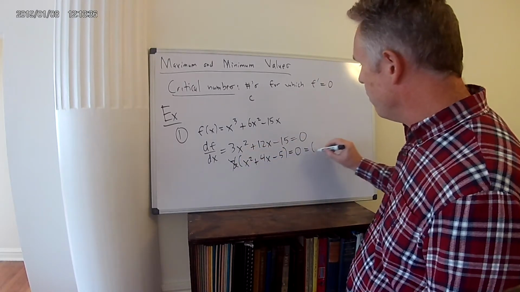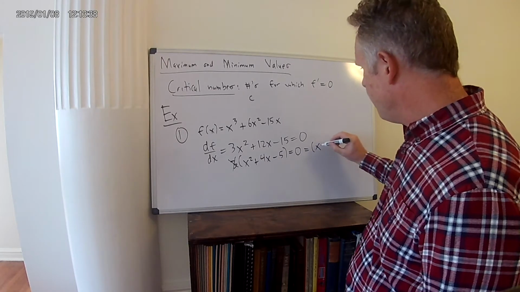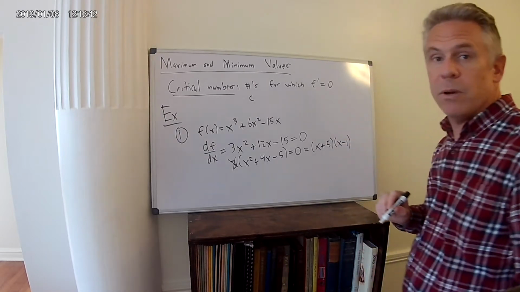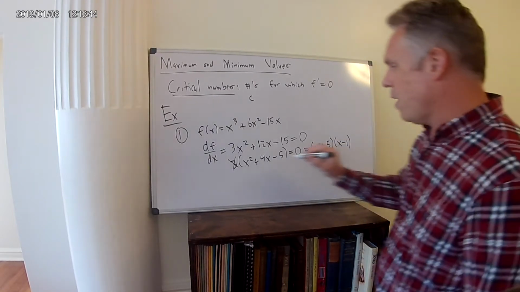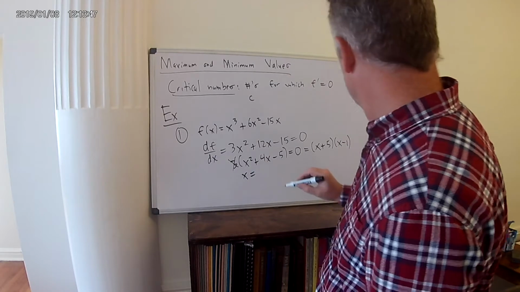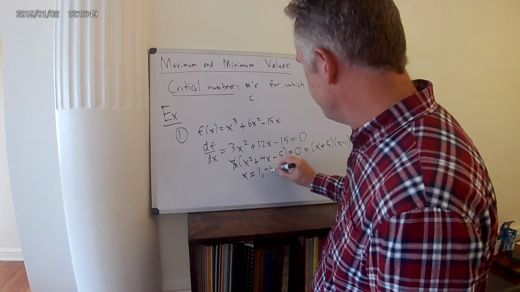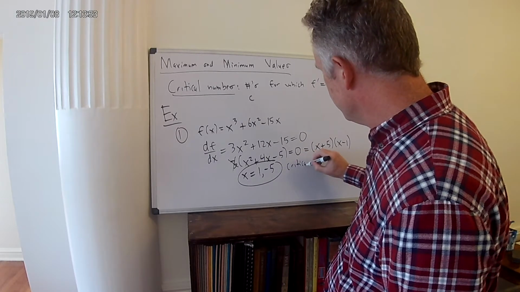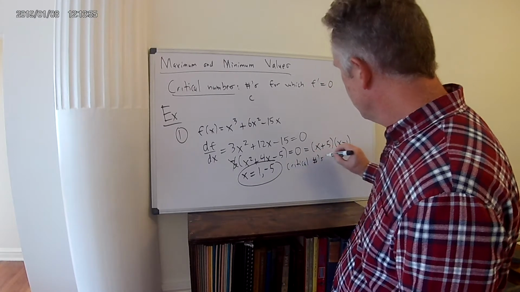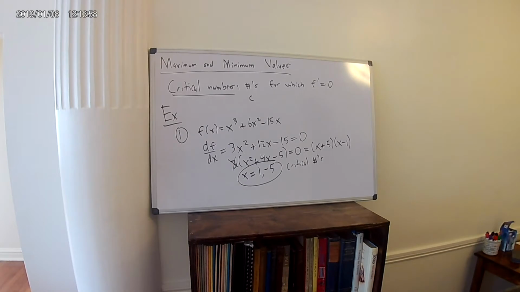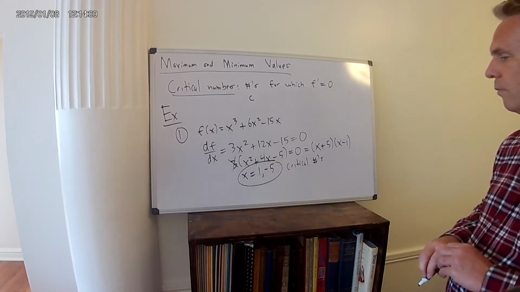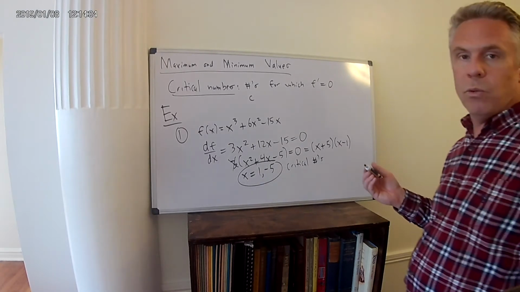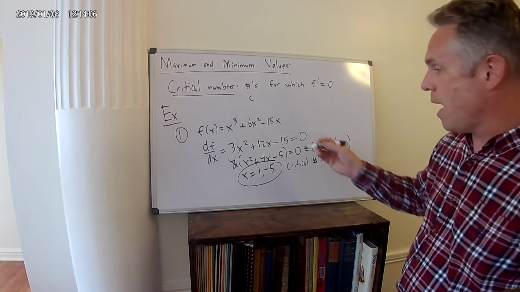We can factor it further, and this equation factors as x plus 5 times x minus 1. We then solve for x, so we get x equals 1 and x equals minus 5. Those are the critical numbers for this function, the numbers for which the derivative of this function is equal to 0. Then we'd like to find the values of this function at those numbers.